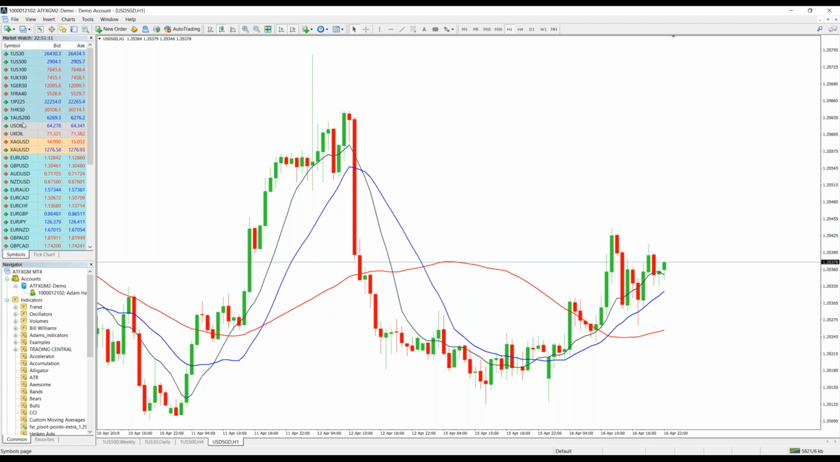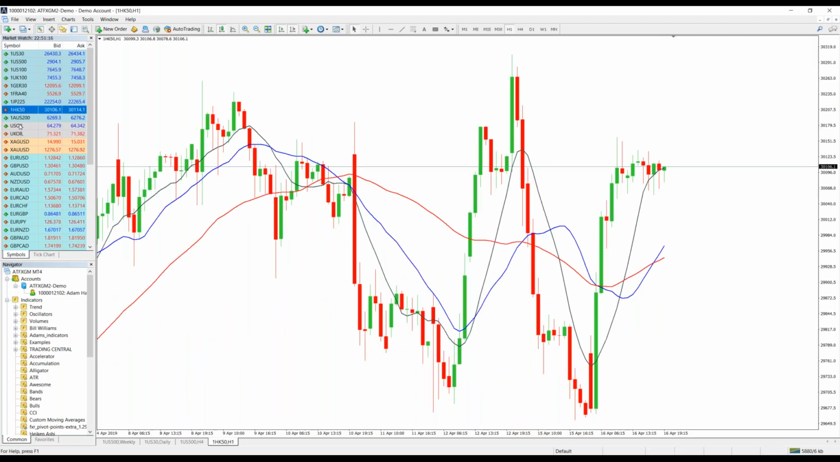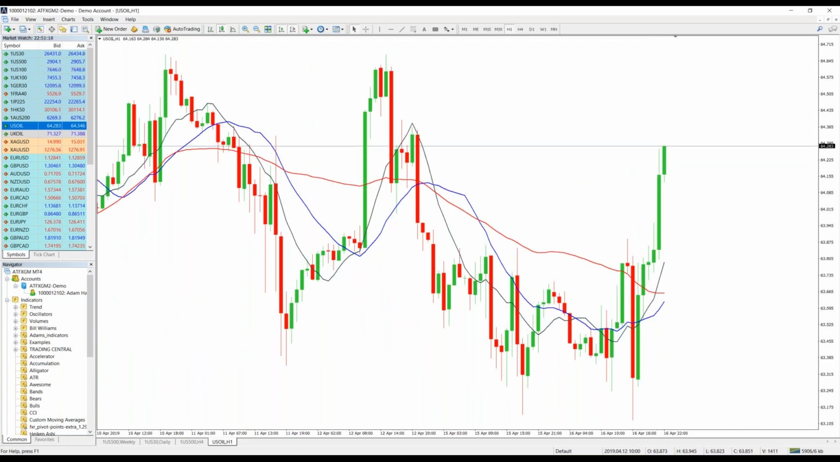What does the Hang Seng look like? These are indices as well. Okay, not great. What does oil look like? Let's see oil. Oil's been moving quite a bit. Let's see that on the 4 hour, on the daily.